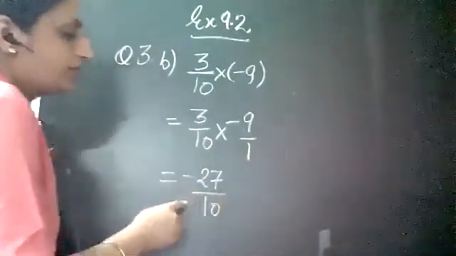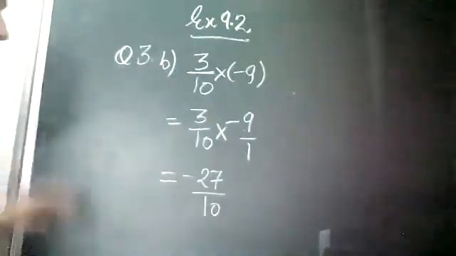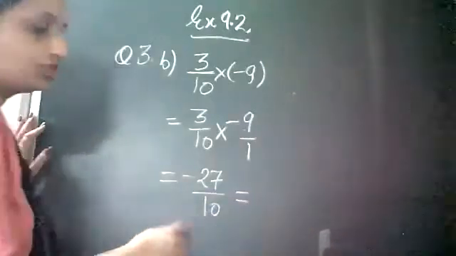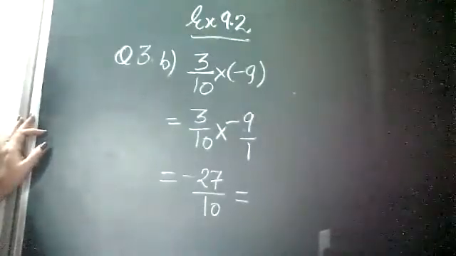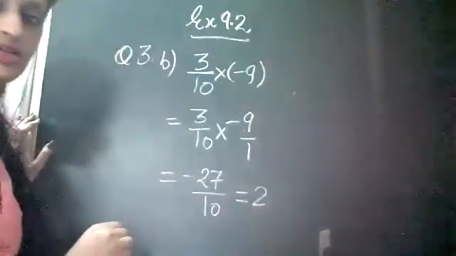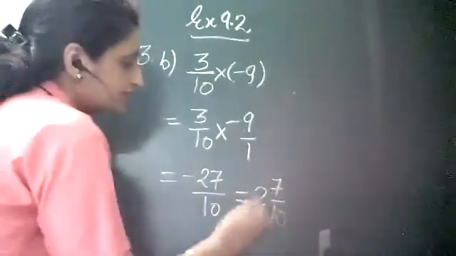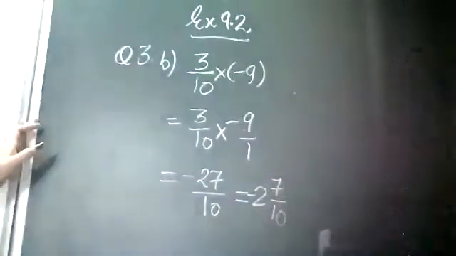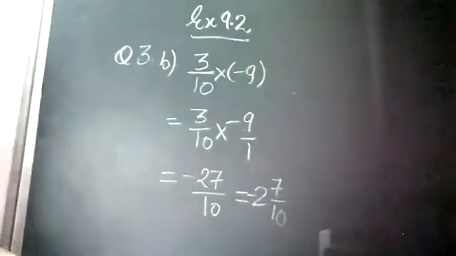Is it an improper fraction or proper fraction? Ma'am, it is an improper fraction. Change it into the mixed fraction. What will be the answer when you change this number into the mixed fraction? 10 2s are 20, so 2 will be whole. 27 minus 20 will be 7 and denominator is 10. So minus 2 whole 7 by 10 is the answer when you change this number into the mixed fraction. Clear?